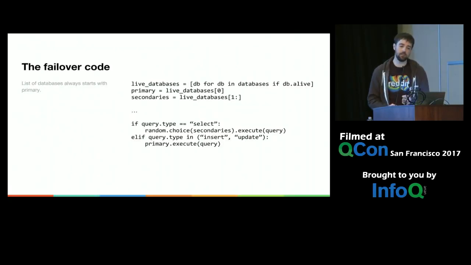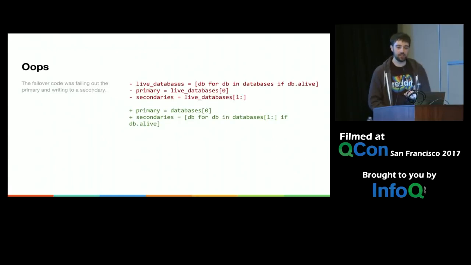The code for that looks something like this, very pseudocodey. We have in configuration a list of databases, and we consider the first database in the list to be the primary. So then when we're going to decide which database to use for a query, we take the list of databases, we filter it down to the ones that are alive, we take the first one off the list as our primary, and the secondaries are the rest. Then we choose based on the query type which server to use and go for it. There's a bug there.